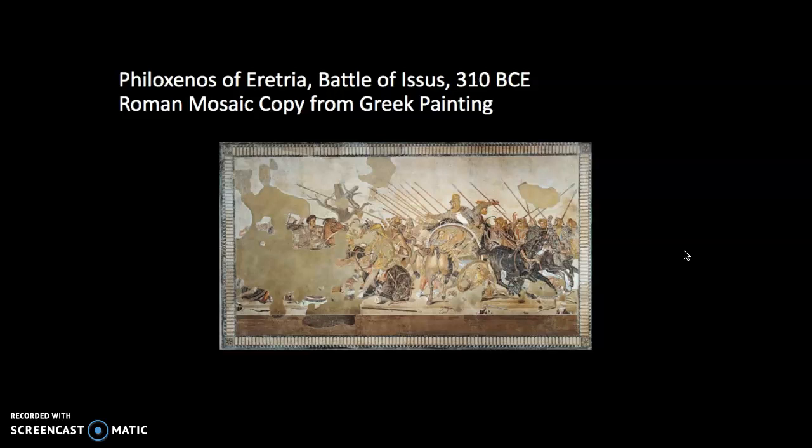The Romans, as you know, they loved the Greeks so much, they often copied Greek artworks. And here we see a Roman mosaic that is copied from a Greek painting. It's a little bit damaged, so we don't have all the pieces, but it's depicting an important battle that took place in the late Greek period between Alexander the Great and Darius of Persia.